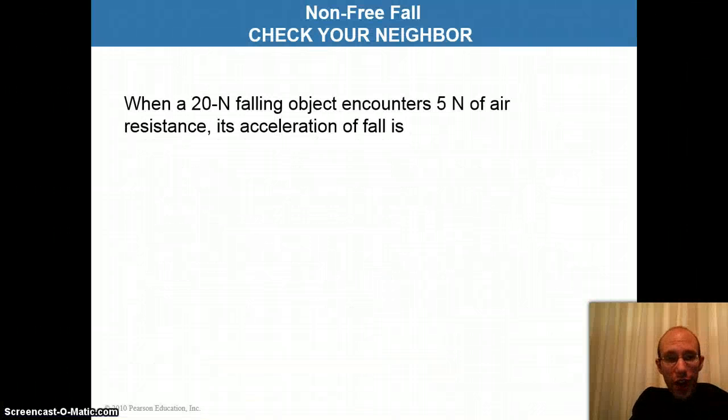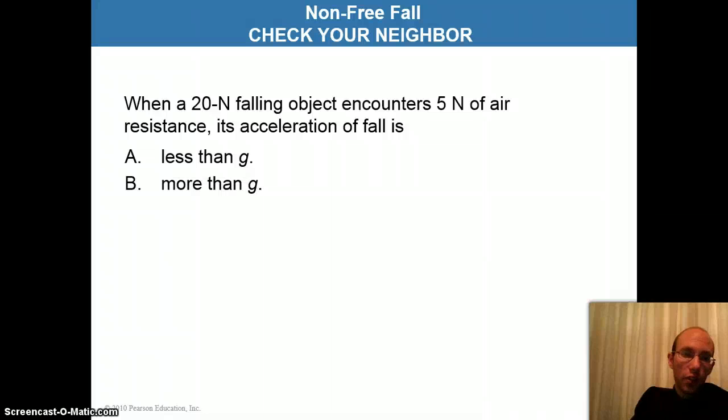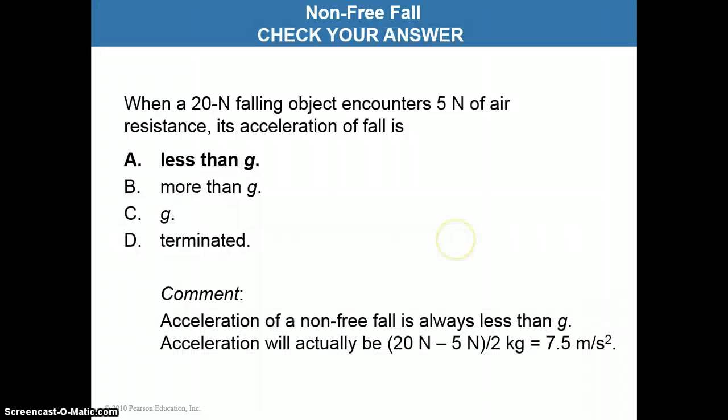Time for some questions now. You have a 20 Newton falling object. Remember, 20 newtons, that's the weight of the falling object. It encounters 5 newtons of air resistance. The acceleration of the fall is what? Less than g, more than g, or terminated? Pause the video now as you choose your answer. The correct answer is that it is less than g. Acceleration of non-free fall is always going to be less than g.